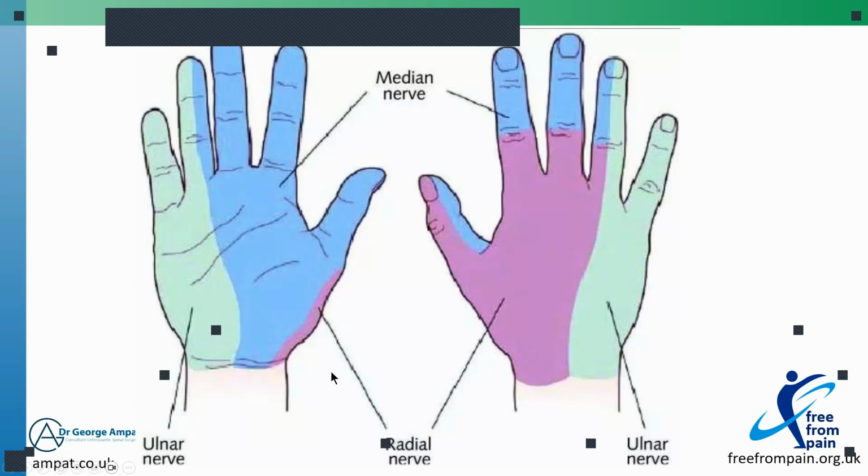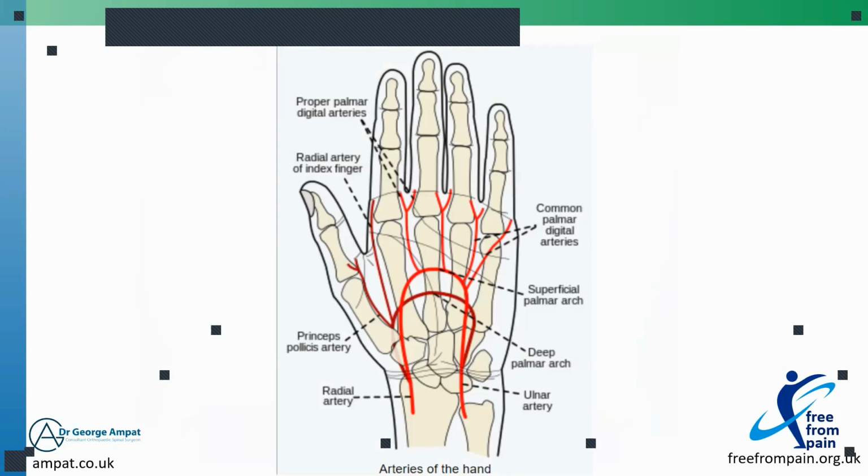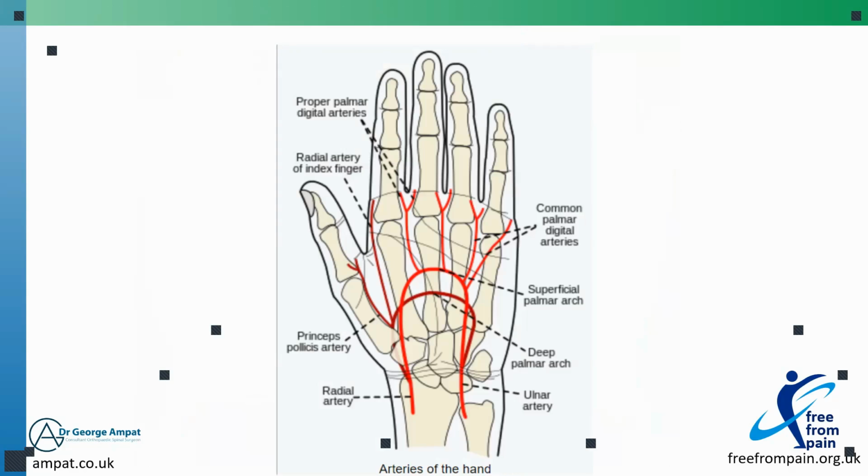So all 3 nerves supply the hand, and if there is an injury to the nerve, in that particular area you will have hypoesthesia or anesthesia. The blood supply, there are two arches, so even if the radial artery is lost, you will still get it from the ulnar artery, and inside there's a deep palmar arch and there's a superficial palmar arch, and the branches from that go to the fingers.